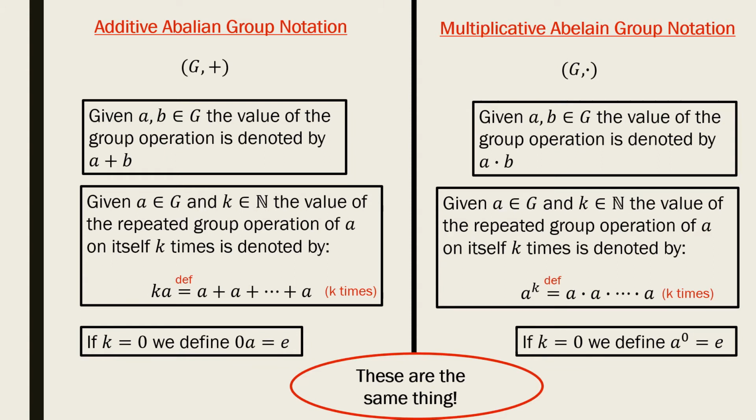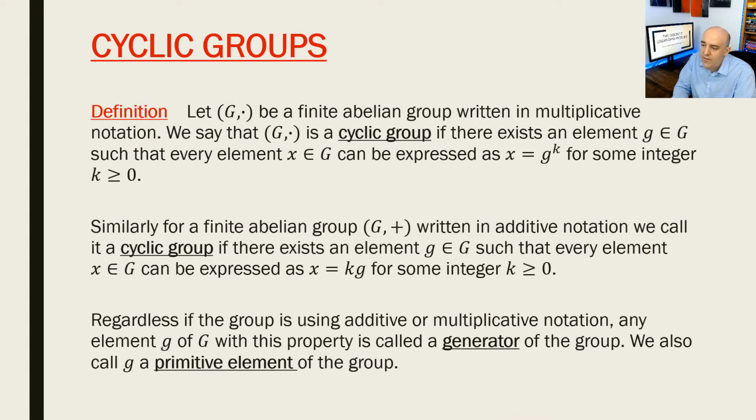It's just a different way to write it depending on whether we're using additive notation or multiplicative notation. And for convenience, let's also consider the case where k is 0. So when k is 0, 0 times a is just the identity element e. And in the multiplicative case, a to the power of 0 is the identity element e. So these are the same thing. Now, to move on, we need to talk about what a cyclic group is.